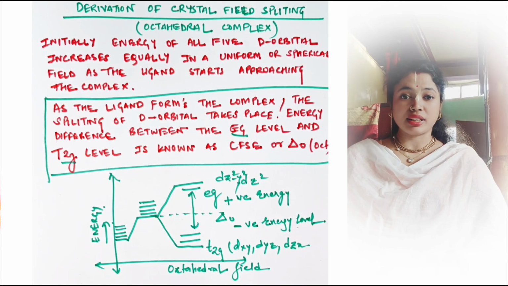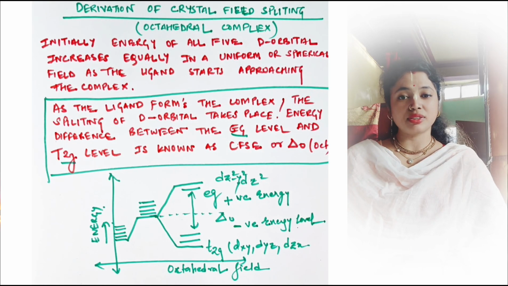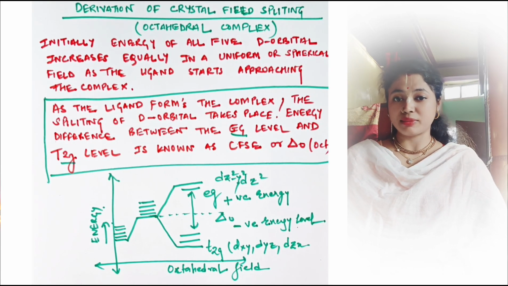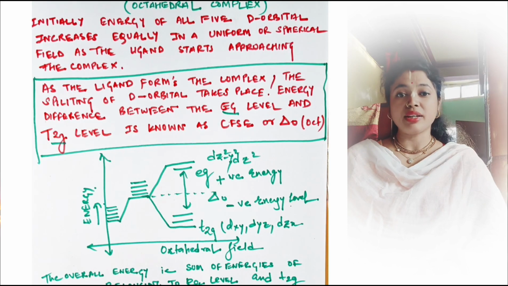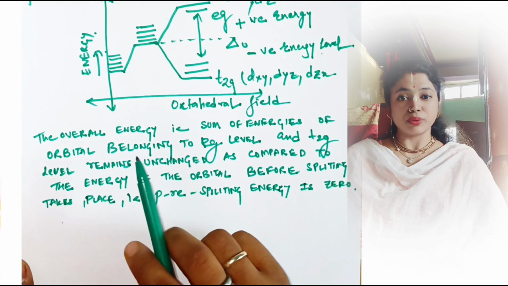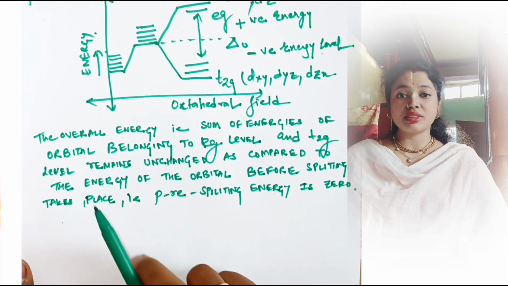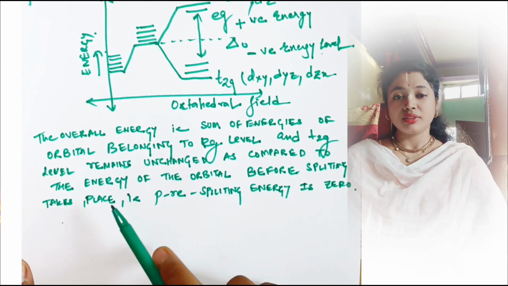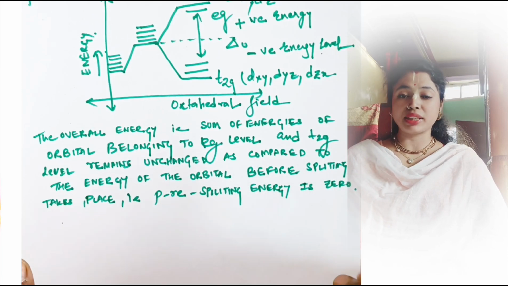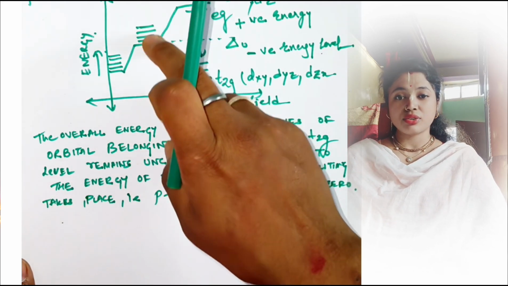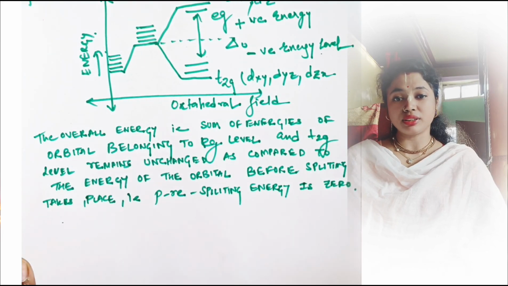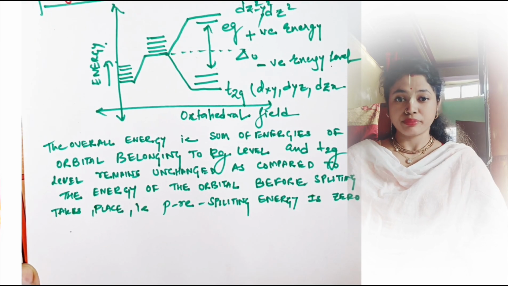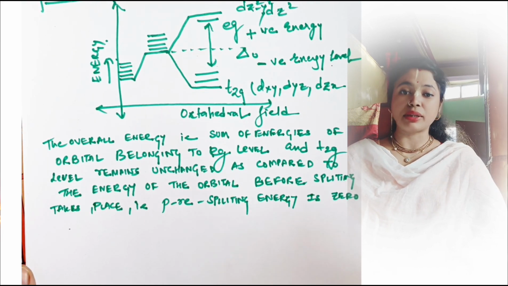Now we will derive. The overall energy, that is the sum of energies of the orbitals belonging to the Eg level and T2g level, remains unchanged as compared to the energy of the orbitals before splitting. Before splitting, the energy levels of all the subshells are unchanged. Please note this down carefully. You have to write the derivation in the same form if it comes in the examination.